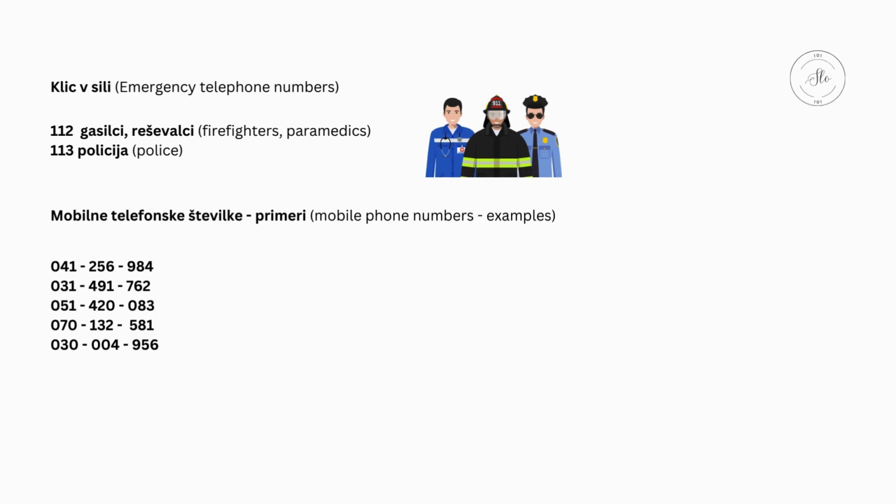Third, nič, 5, 1, 420, 83. Or, nič, 5, 1, 4, 2, nič, nič, 8, 3. Fourth, nič, 7, nič, 132, 581. Or, nič, 7, nič, 1, 3, 2, 581. Fifth, nič, 3, nič, nič, nič, 4, 956. Or, nič, 3, nič, nič, nič, 4, 956.